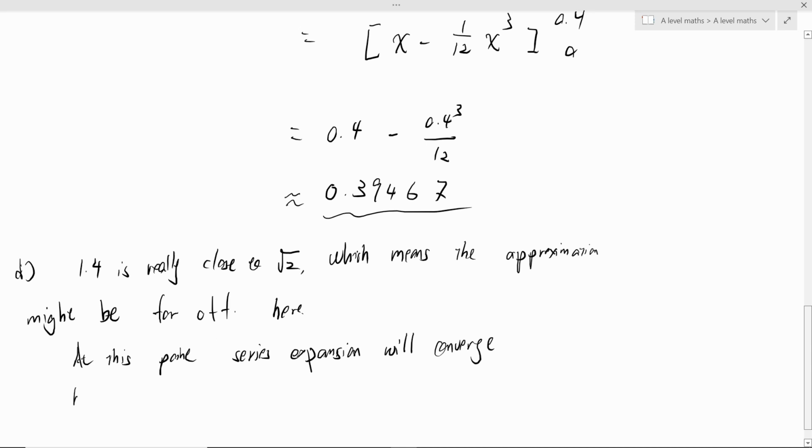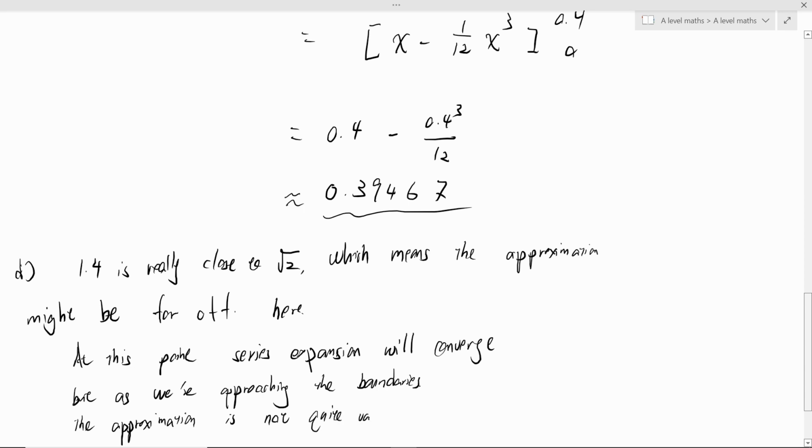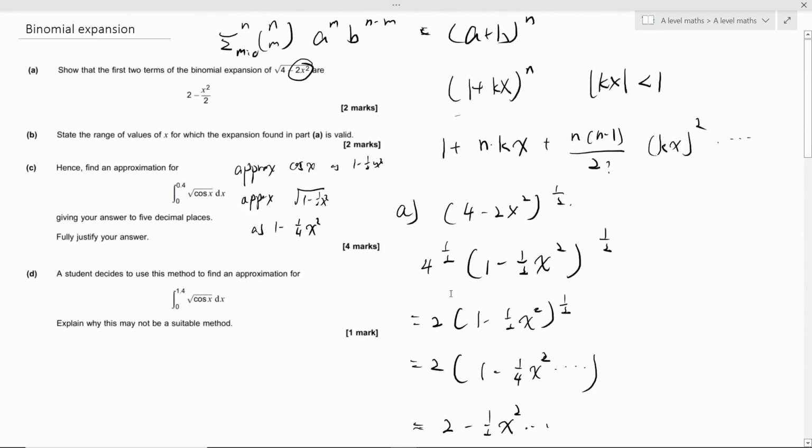But as we're approaching the boundaries, the approximation is not quite valid. It's not quite valid. And that's the reason you want to say, well, this approximation doesn't really work very well here.